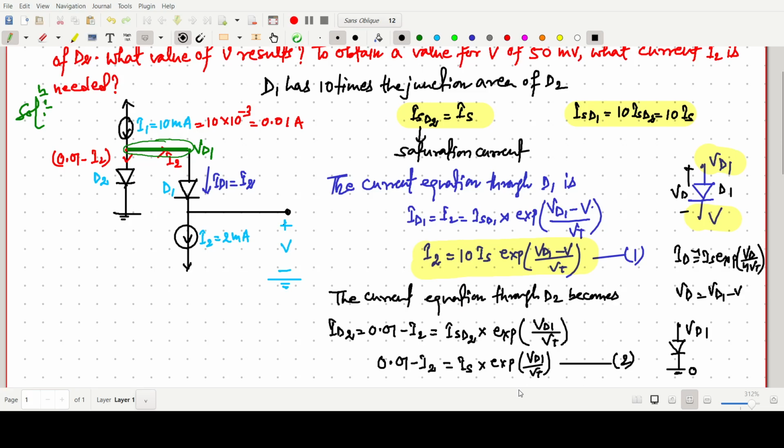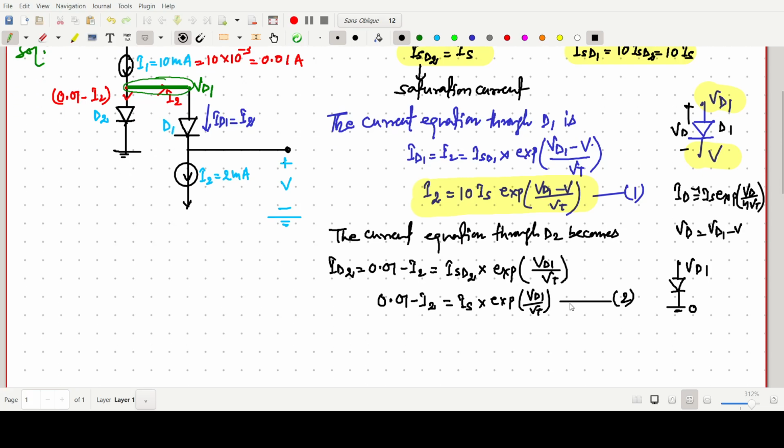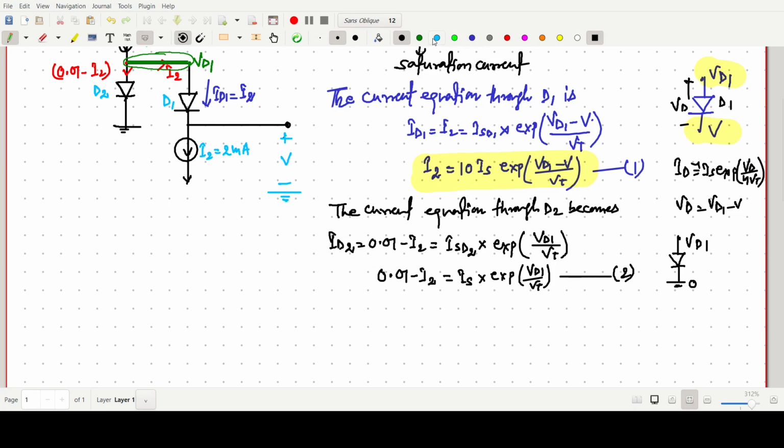Now there are two equations, and now we have to solve. So here VD1 by VT is there, VD1 by VT is there. We have to find V, I2 we know. So what we can do, we can divide equation 1 by 2. Here I am writing by dividing equation 1 by 2.